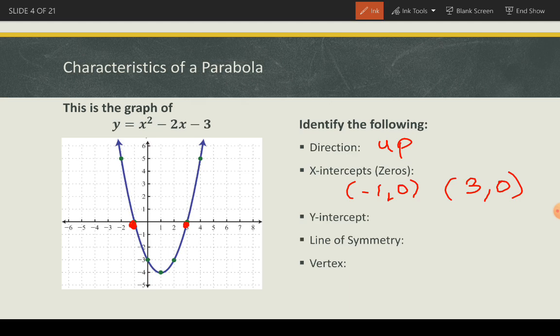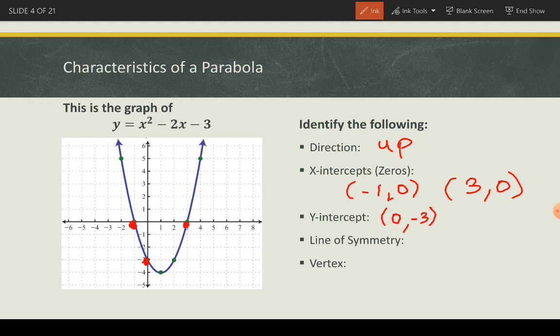Okay. The y-intercept is where the graph crosses the y-axis. So if we take a look, the only place where our graph crosses the y-axis is going to be right here. Okay. So our y value there is -3 and our x value is 0. So the way that we write our intercept is as a point, and it would be 0 for our x value and -3 for that y value.